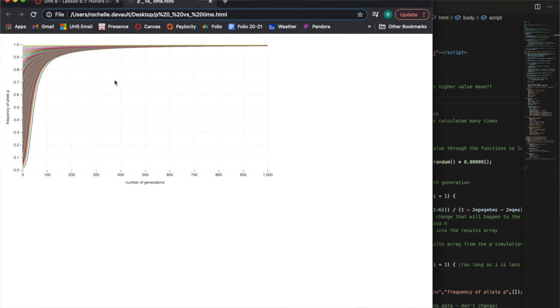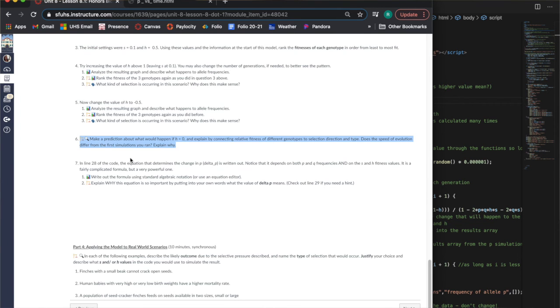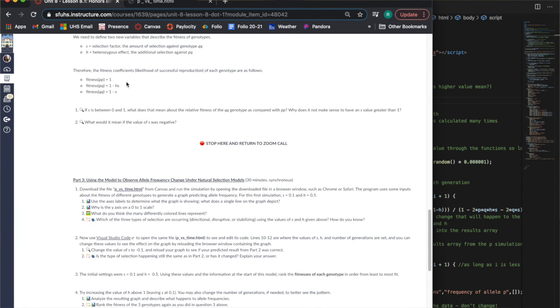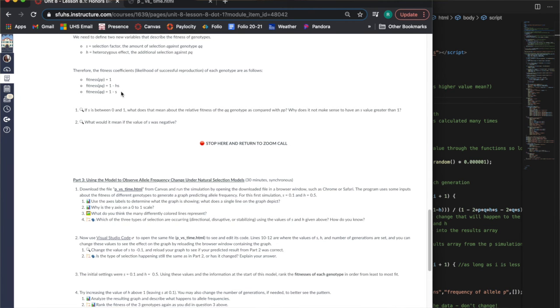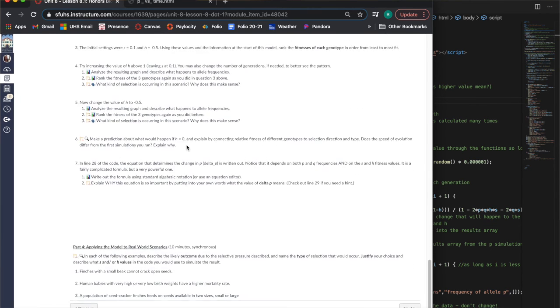Did the speed of evolution differ from the first simulations you ran? So in this case, we've made the fitness of our heterozygotes equal to the fitness of our homozygous dominant. And the only fitness we've disrupted is QQ, because we multiply 0 times s, which essentially removes that, and so the fitness of p cubed remains the same. So it may take a little bit longer for the evolution to run, but essentially it's still happening, right? It's still occurring.